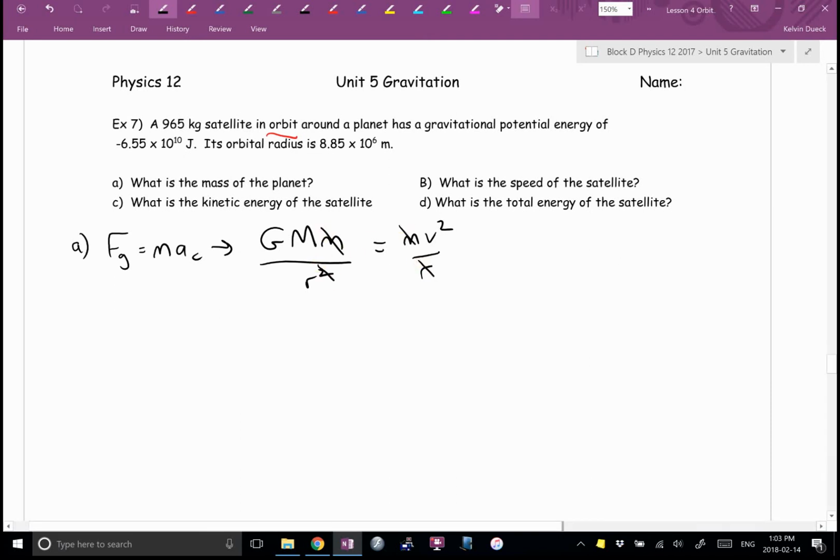Do I know the speed? So this isn't going to work. I could get the big M by itself, but there's two things I don't know there. What else have they told me that I haven't used yet?